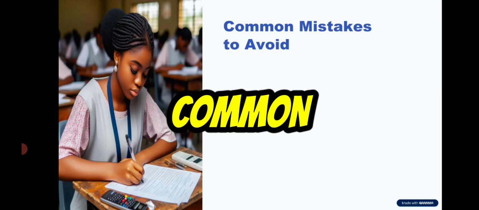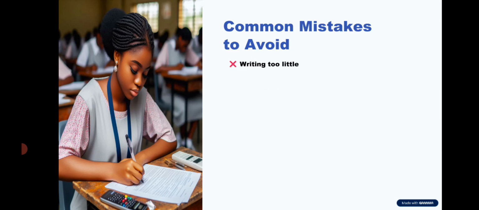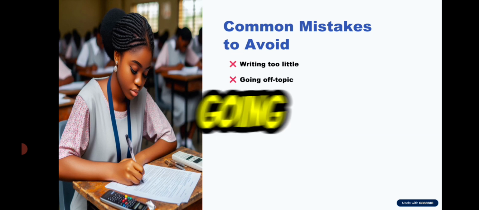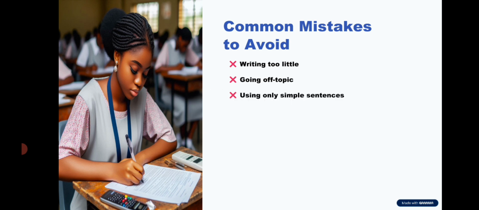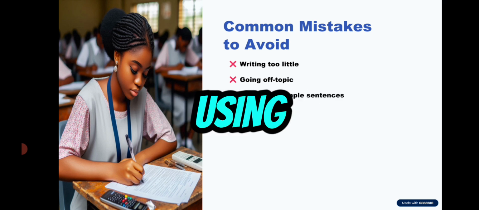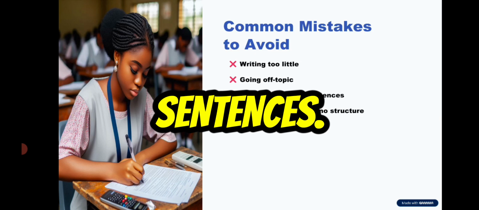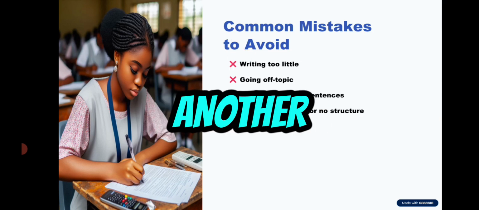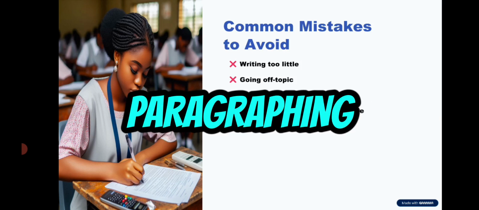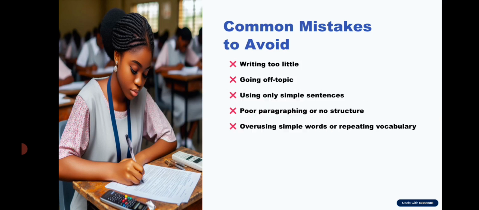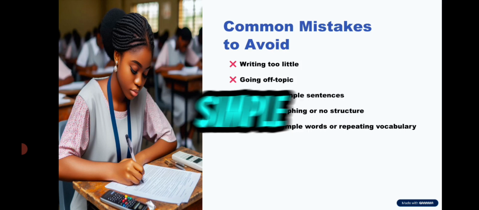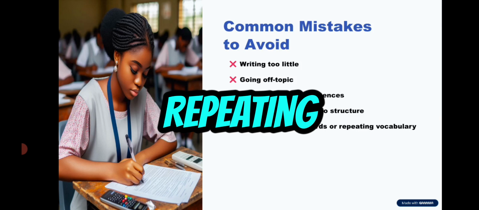Now let's look at common mistakes to avoid. One of them is writing too little. Another is going off point. Yet another is using only simple sentences. You need to vary your sentences. Another one is poor paragraphing or no structure. Then we have overusing simple words or repeating vocabulary.